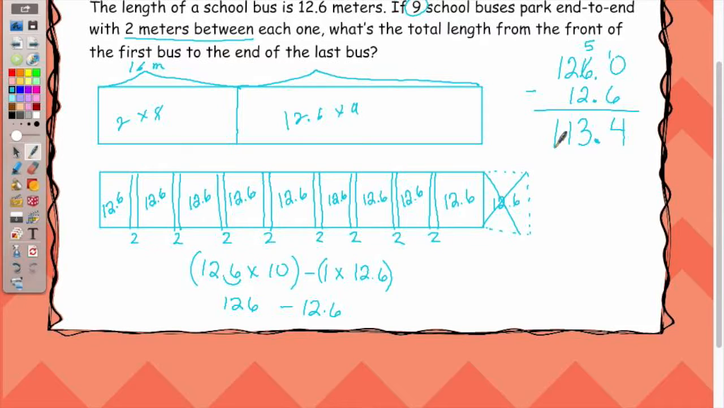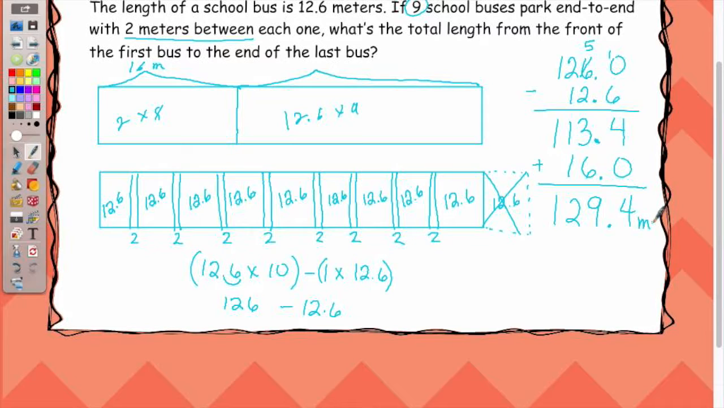Then you have to add the gaps. Would I subtract those gaps or add them? Add them. So now I'm going to add 16 meters for my gaps. So there's a little bit of decimal practice for us, boys and girls. It's been a while, hasn't it? But the total distance from the front of the first bus to the end of the last bus is what? 129.4 meters. All right, let's go to the lesson.